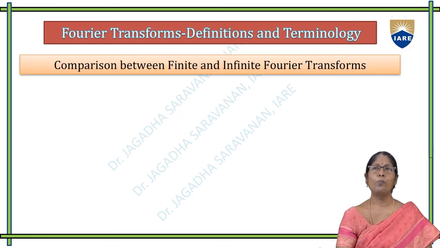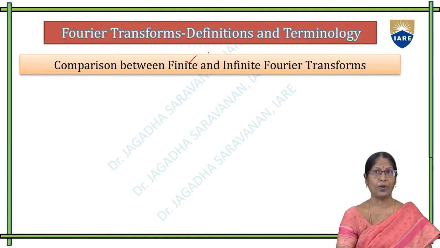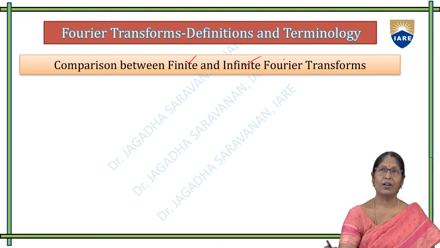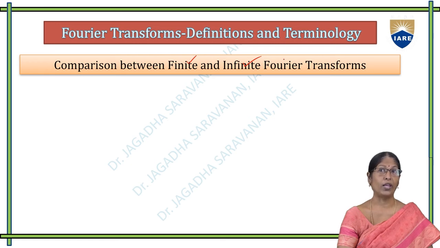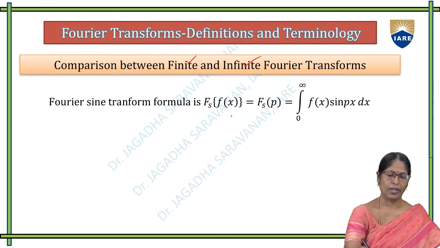Now, there are so many formulas under Fourier transforms, and we have to remember them. Then it is compulsory to do a comparison study between the formulas. Same variable under finite, what role does it play? Under infinite, what role does it play?